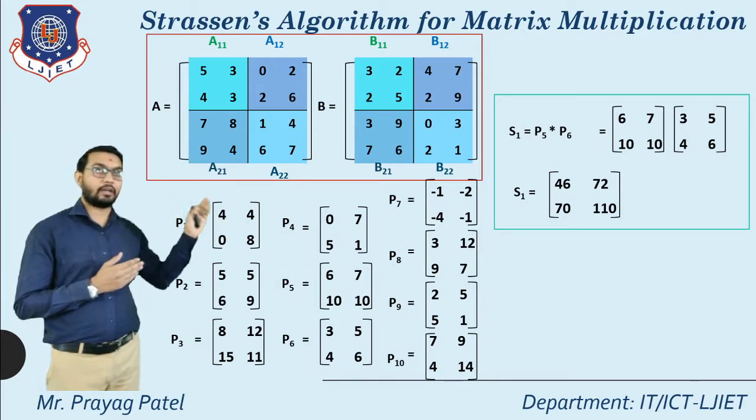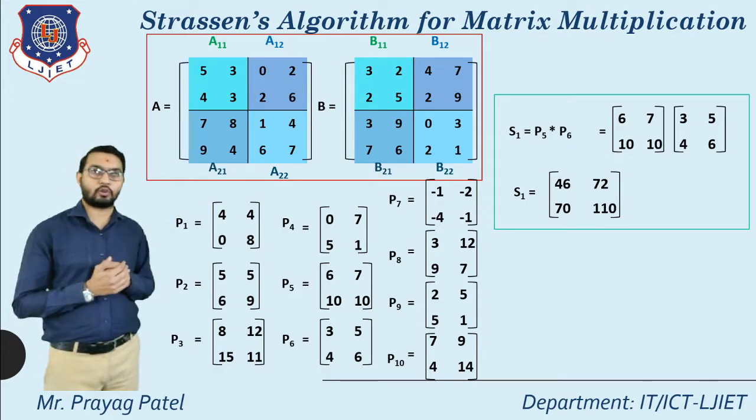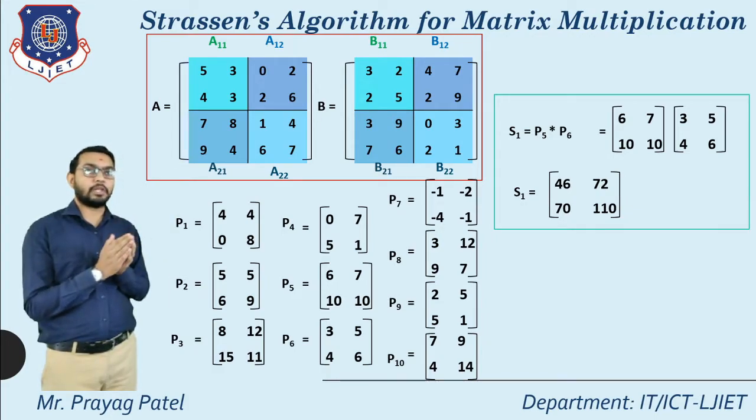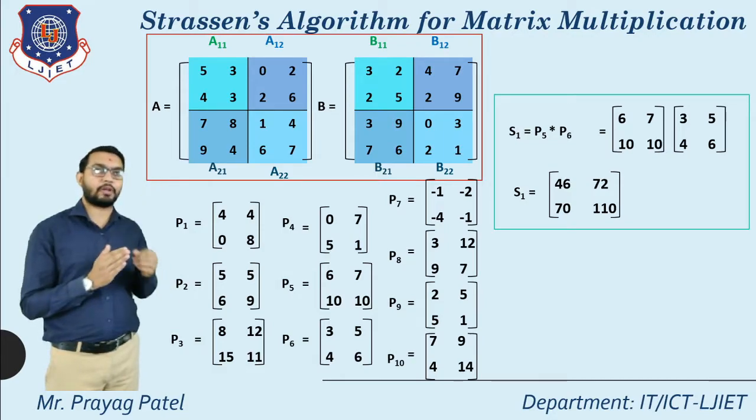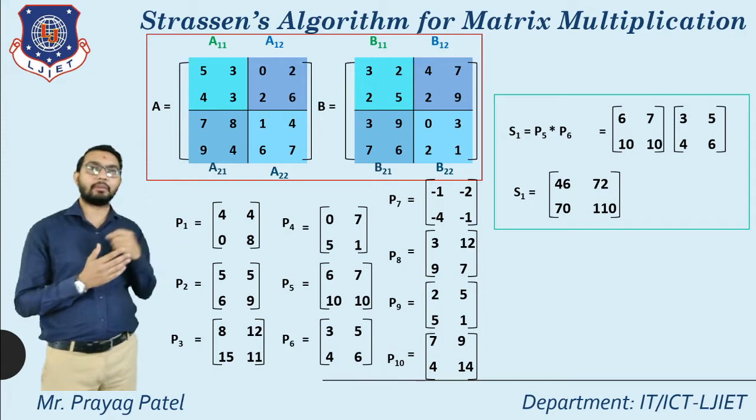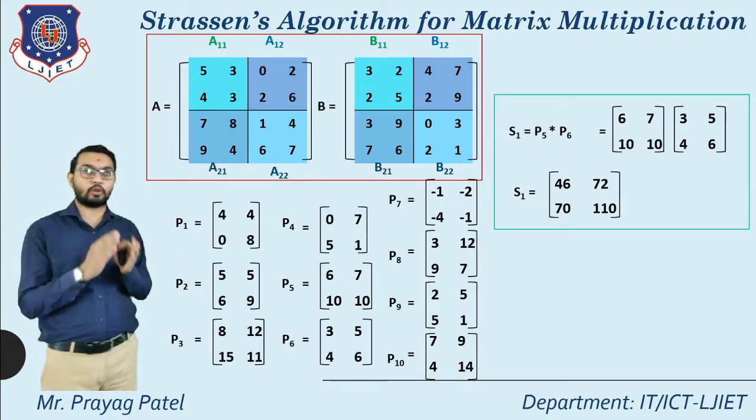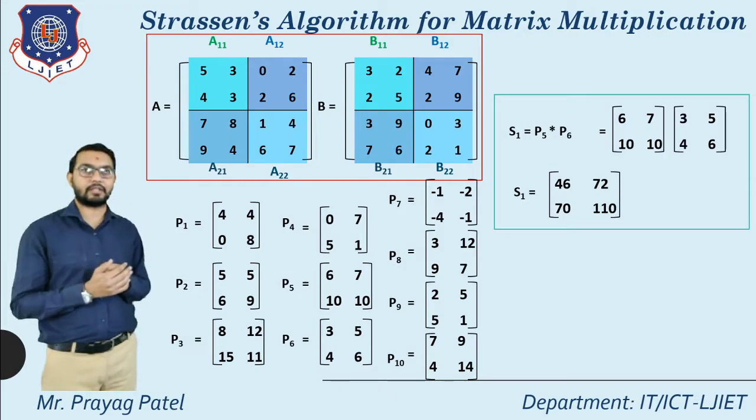So you cannot directly multiply these two matrices as first row times first column, because if we perform that operation, the complexity is considered n cubed, meaning a total of 8 multiplications is required. But in Strassen's algorithm we perform this operation using only 7 multiplications.